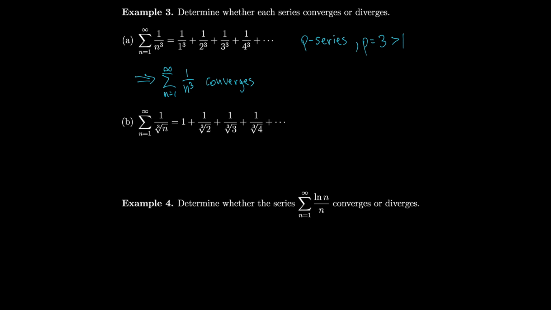Notice that 1 over a cube root of n is just 1 over n to the 1/3 power. So that's also a p series. In this case, p is equal to 1/3, which is smaller than 1. So that means that the series diverges because it's a divergent p series.